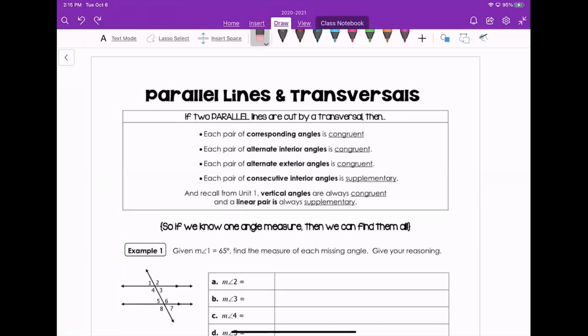All right, guys, so hopefully you can see this now. So, parallel lines and transversals.